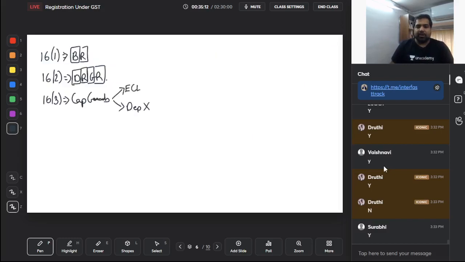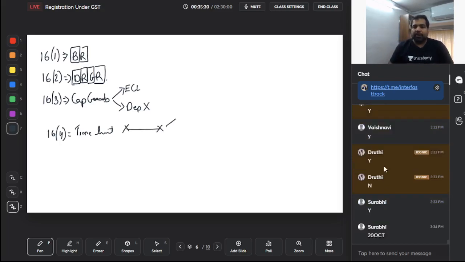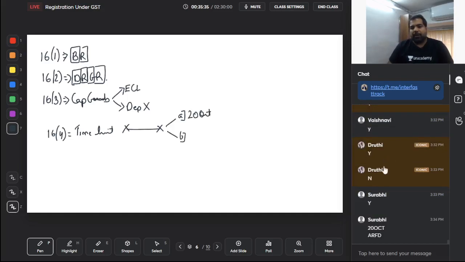Guys, this is section 16.4. 16.4 says that there is a time limit of taking the credit to the credit ledger. Not using the credit, taking the credit to the credit ledger, there is a time limit. Please tell me what are the 2 time limits after the year ends. After the year ends, not during the year, guys. After the year ends, either A, 20th October, or B, the annual return filing date. Guys, annual return, can you file anytime after the year ends? Yes. And this is 20th October.